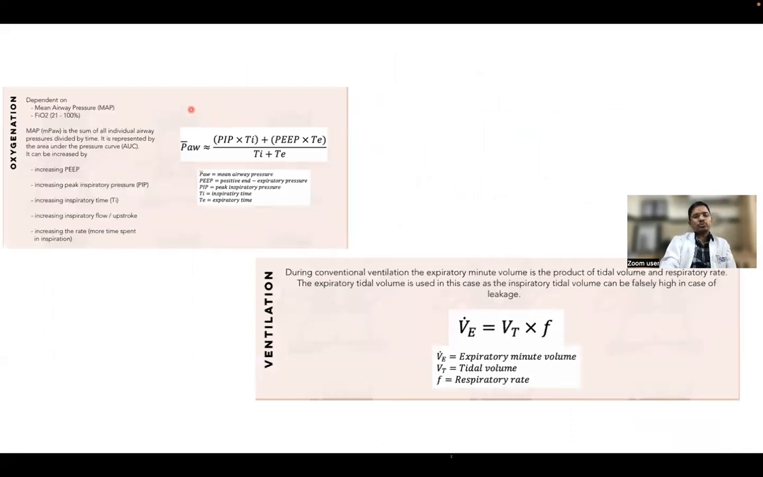In ventilation, the most important purposes are oxygenation and ventilation. Oxygenation depends on the mean airway pressure as well as the FiO2. Mean airway pressure is increased by increasing the PEEP, increasing the PIP, increasing the inspiratory time, and increasing the inspiratory flow. That increases the volume, and increasing the rate or inverse ratio ventilation also increases the oxygenation.